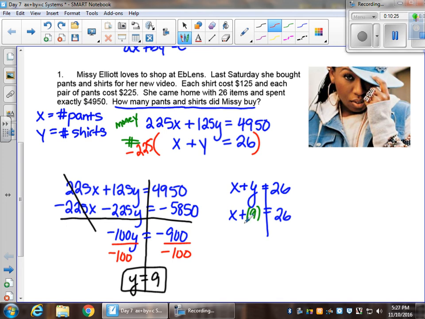And to solve that, we just need to subtract 9 from both sides. X equals 17.